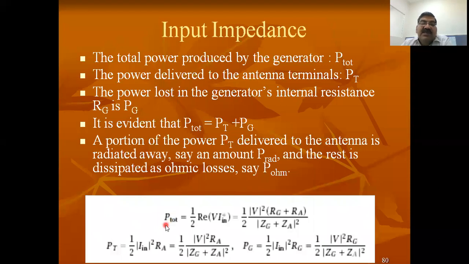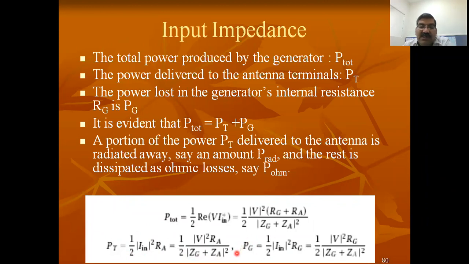So this way we can simply write these equations. These are the simple power equations, nothing great in this. P total is 1 by 2 real part of V into I. So 1 by 2 real part of V square, then I you can write as RG plus RA upon ZG plus ZA squared. So this way you can rewrite it. Now PT is 1 by 2 I square into RA, where RA is the antenna resistance. So 1 by 2 V square RA upon, again, ZG plus ZA squared.